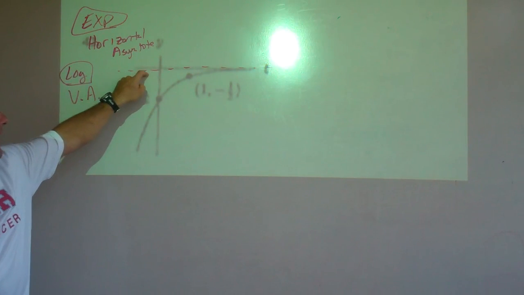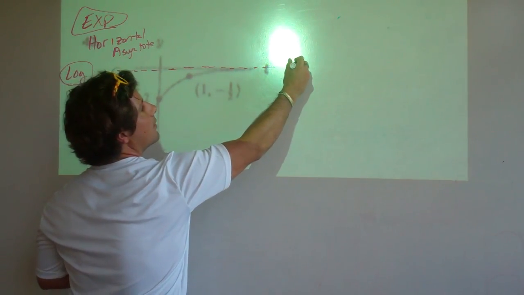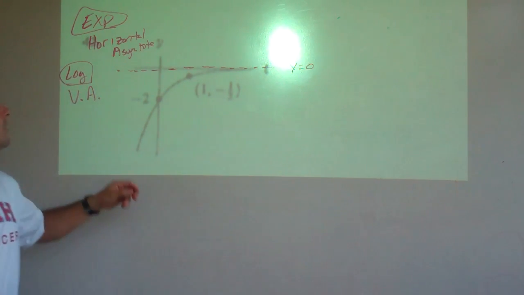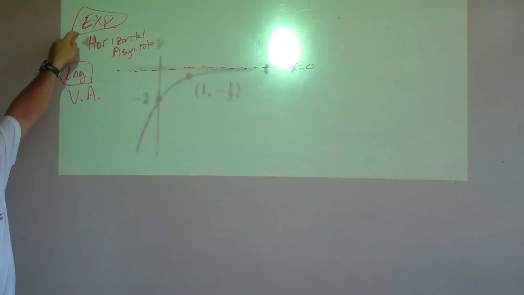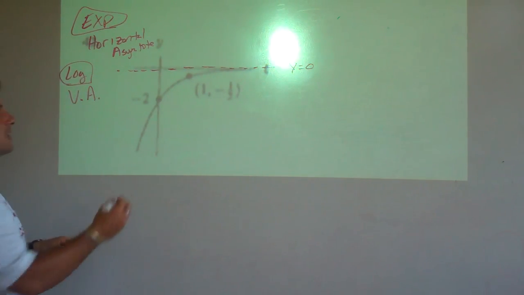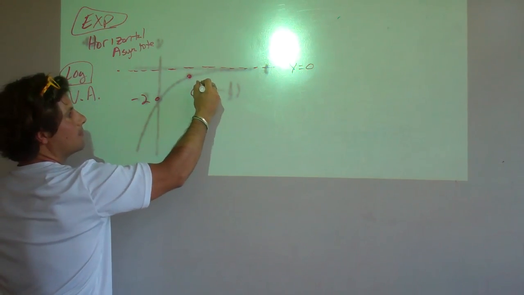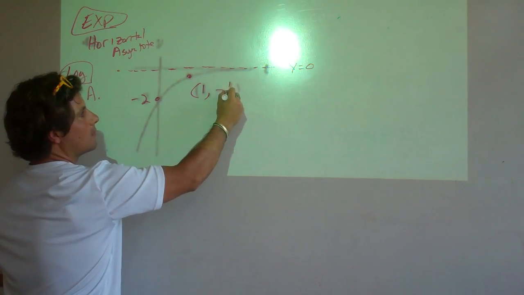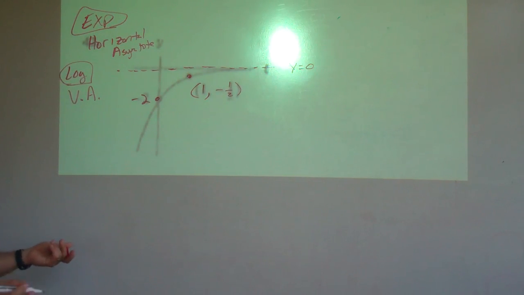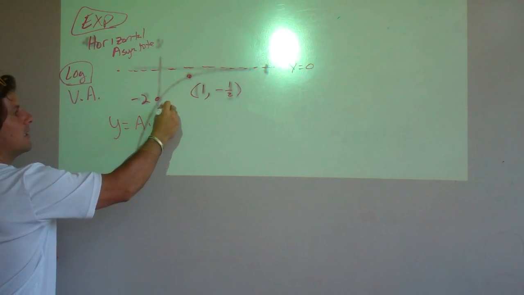We notice that we've got an asymptote here at y equals 0, which is a horizontal asymptote, so therefore this must be modeled by an exponential. So given that it's modeled by an exponential curve, we've got our points, and we're going to use the general equation for an exponential, which is y equals a times b to the x.